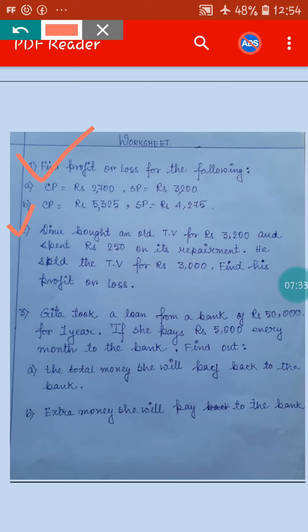Dinu bought an old TV for rupees 3,200 and spent rupees 250 on its repairment. He sold the TV for rupees 3,000. Find his profit or loss. In this sum also you have to do like the previous one. And in sum number 3, Geeta took a loan from a bank for rupees 50,000 for 1 year. If she pays rupees 5,000 every month to the bank, find out the total money she will pay back to the bank, and also find out the extra money she will pay to the bank. These 3 sums you will do in your school maths copy.